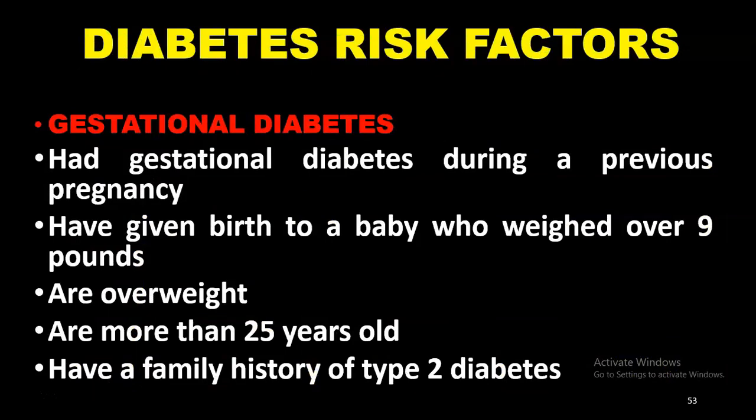Now, risk factors for gestational diabetes. You are at risk for gestational diabetes, that's diabetes while pregnant, if you had gestational diabetes during a previous pregnancy, also if you have given birth to a baby who weighed over 9 pounds, also if you are overweight, if you are more than 25 years, and also if you have a family history of type 2 diabetes.